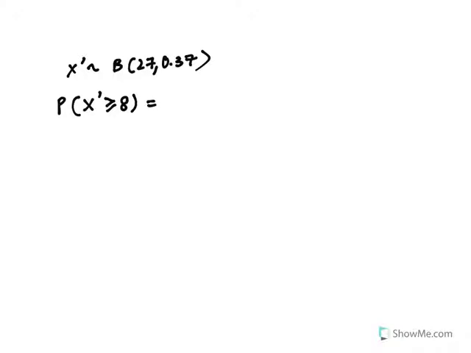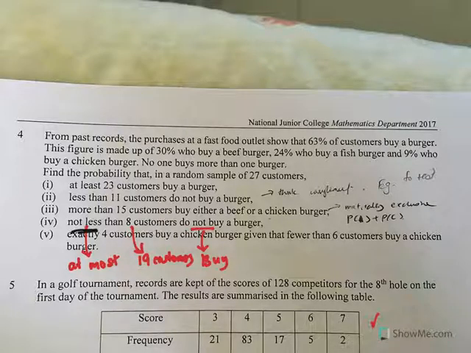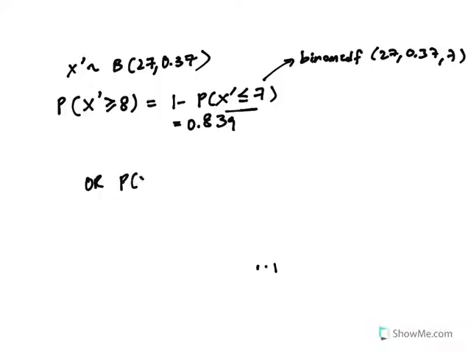So this again is just 1 minus the probability of X less than or equal to 7, which is 0.839. Here again use binomial CDF: binomcdf 27, 0.37, and 7. If I think about the reverse, the complement of not less than 8 is at most 19, which is 27 minus 8. Do not buy means I buy. I can also say the probability that at most 19 buy. I go to my calculator and I get the same thing, 0.839.